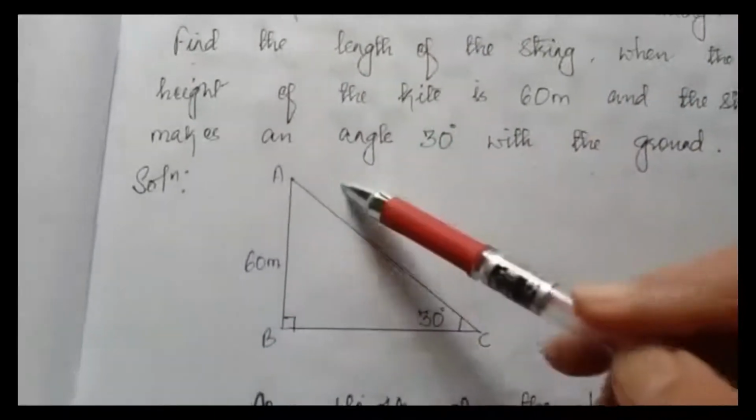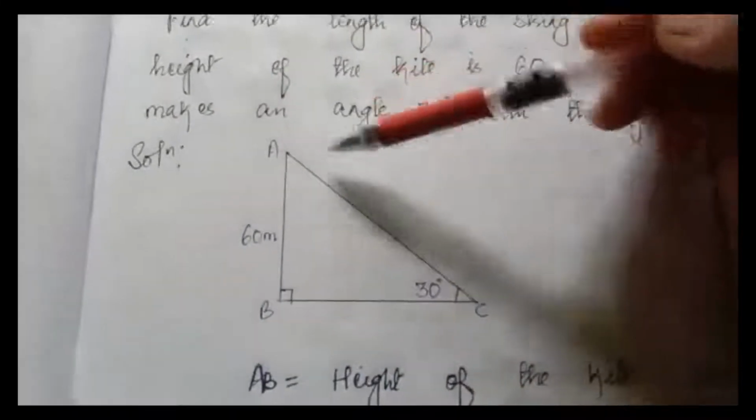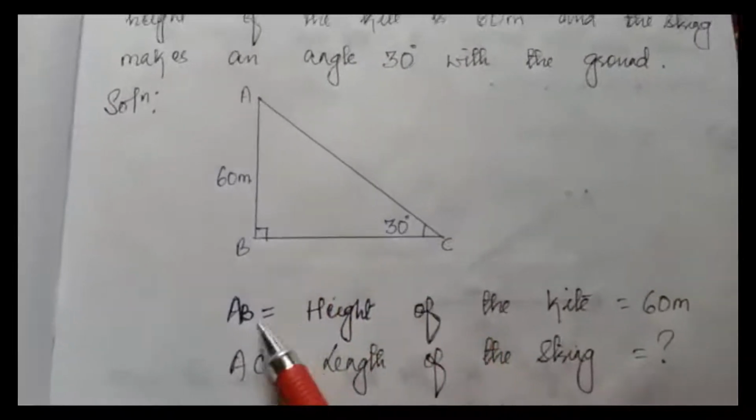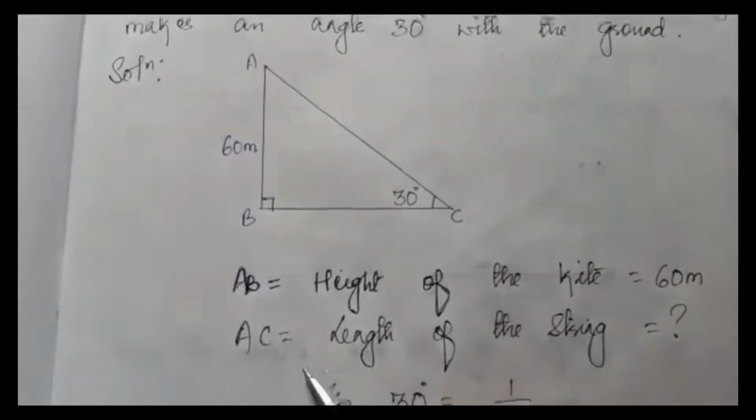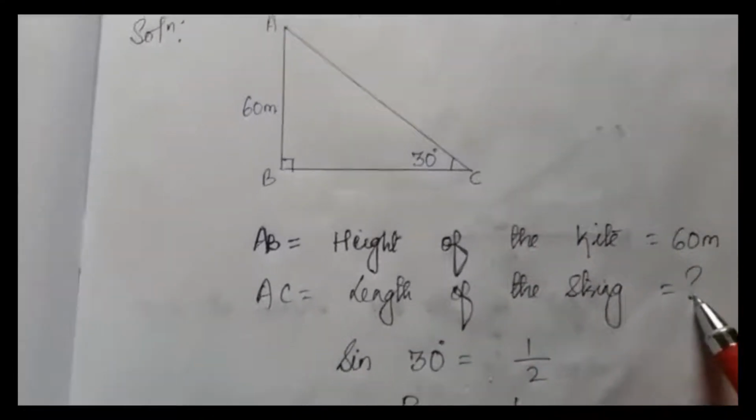the length of the string. You have to find this hypotenuse. We don't need the base. So AB is the height of the kite, 60 meters. AC is the length of the string. It is asked in the question.